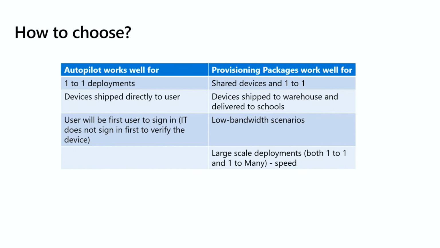Provisioning packages work well in both shared and one-to-one scenarios. And they work well in scenarios where you're having devices shipped to a warehouse, and then they're going to be delivered from the warehouse to your school district or to your school campuses. If you're in a low bandwidth scenario, then provisioning packages are going to work well because you can put all your content inside of the package if you need to. And then, as I mentioned earlier, large scale deployments, both one-to-one and one-to-many. If speed is essential in that scenario, then you're going to want to use provisioning packages over Autopilot.